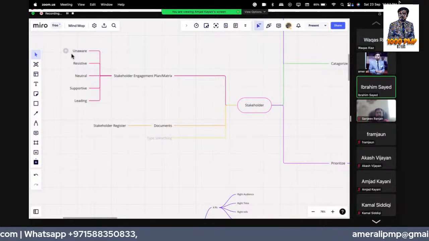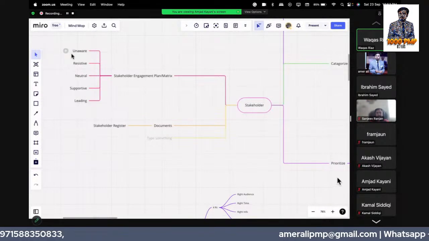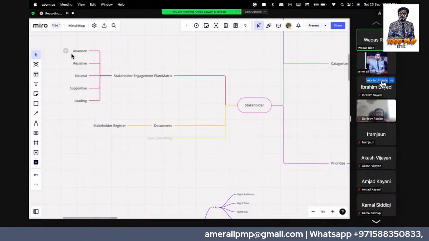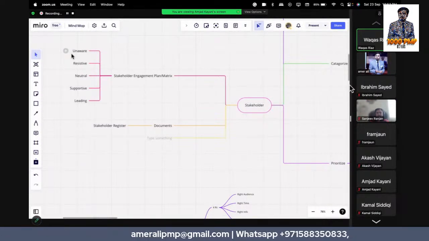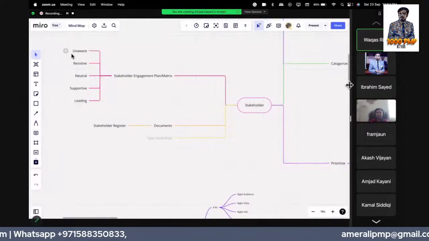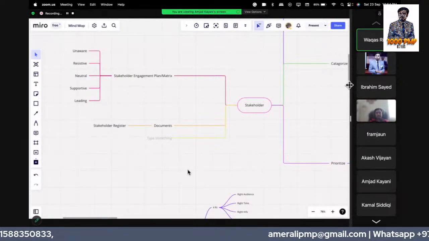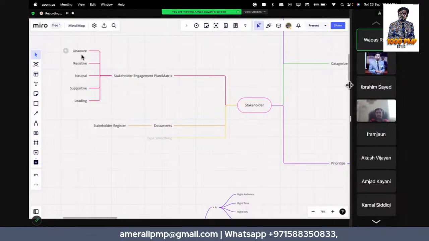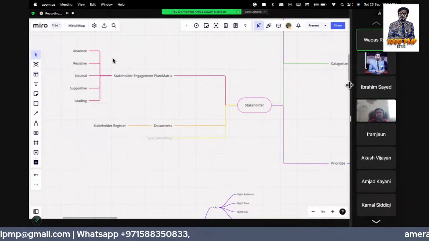Then if we have to change it, the change request will be raised, updated, and approved by the sponsor. Then we have the stakeholder engagement matrix. We have the unaware stakeholders and resistant stakeholders, neutral, supporting, and leading.